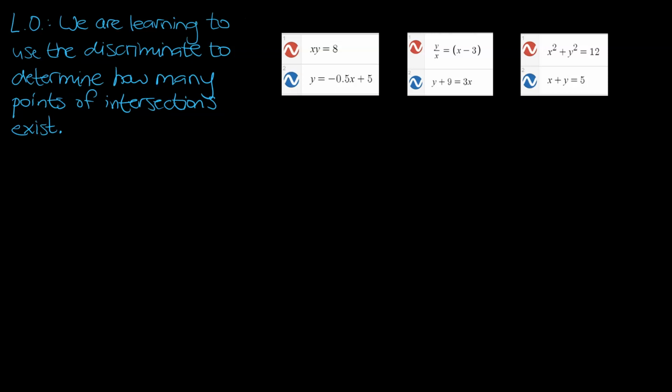Today's learning objective is in blue, and we are learning to use the discriminant to determine how many points of intersection exist. The key word from this learning objective is the discriminant, and this is something we looked at in the algebra topic.